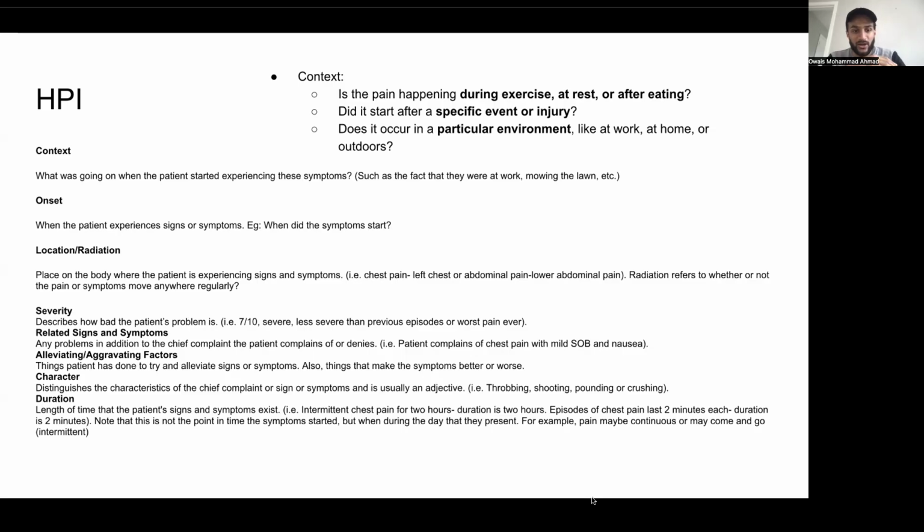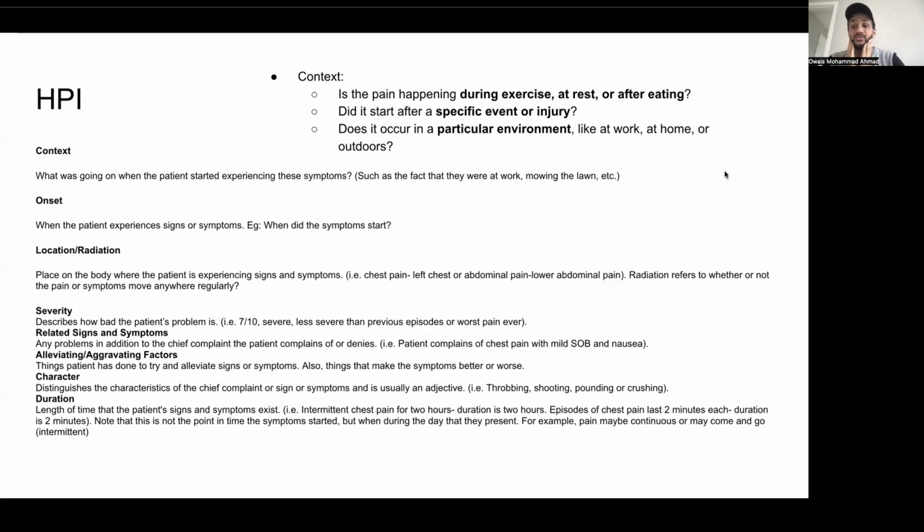Character distinguishes the characteristics of the chief complaint, signs and symptoms, and is usually an adjective. For example, throbbing, shooting, pounding, or crushing. Duration, the length of time the patient's signs and symptoms exist. So intermittent chest pain for 2 hours, duration of 2 hours. Episodic chest pain that lasts 2 minutes each, duration of 2 minutes. Note that this is not the point in time the symptoms started, but when during the day they were present. For example, the pain was continuous or may come and go. Is it intermittent?